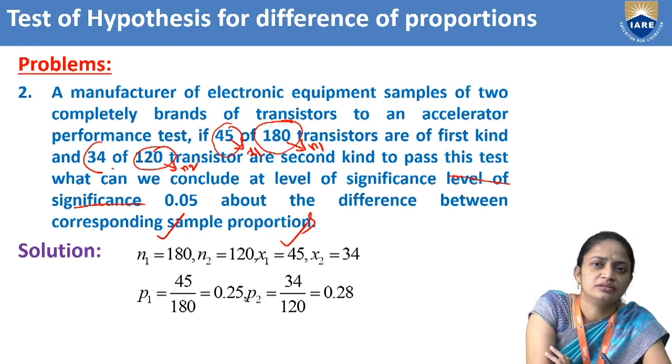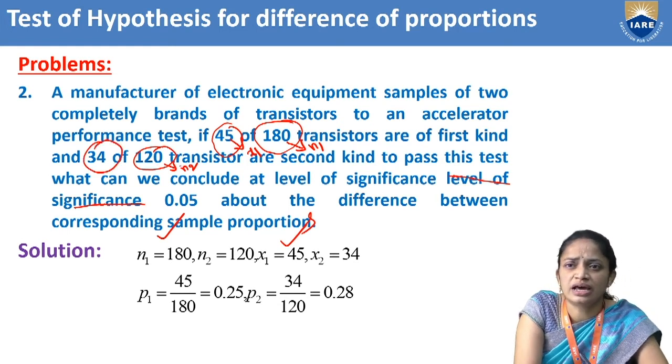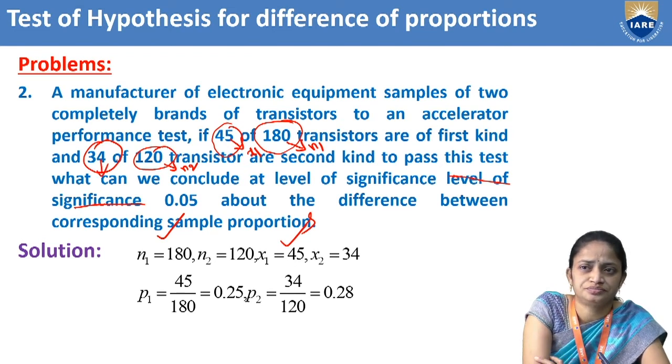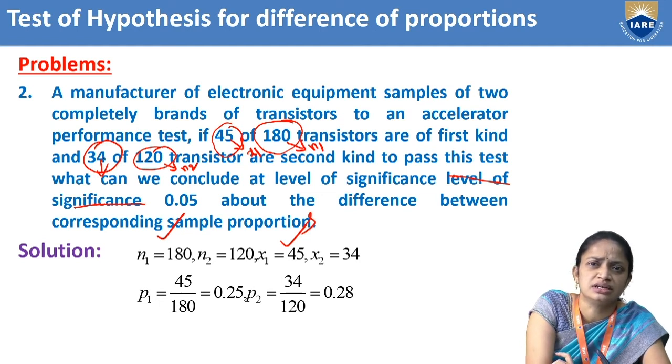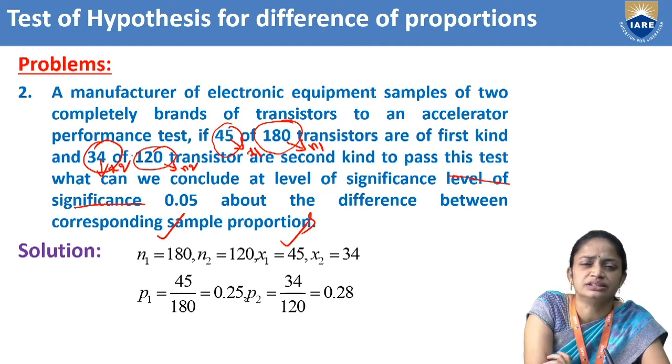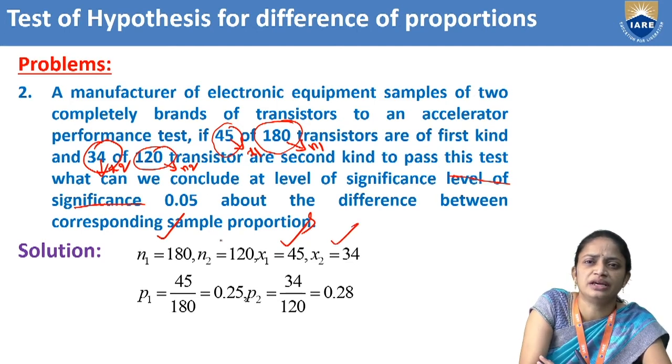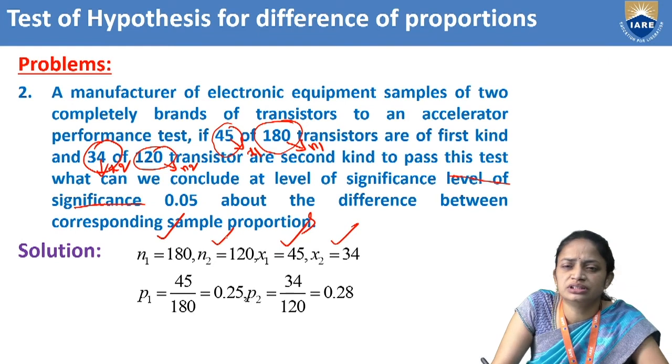And how many are of the second kind? These are the ones that pass the test. For the second kind that pass the test, we have to take the x2 value. So x2 is 34 and n2 is 120.